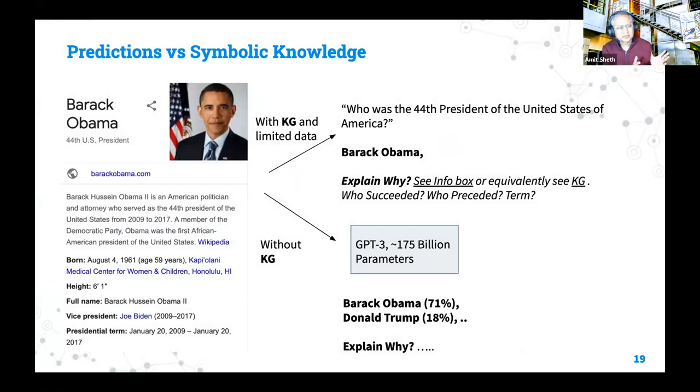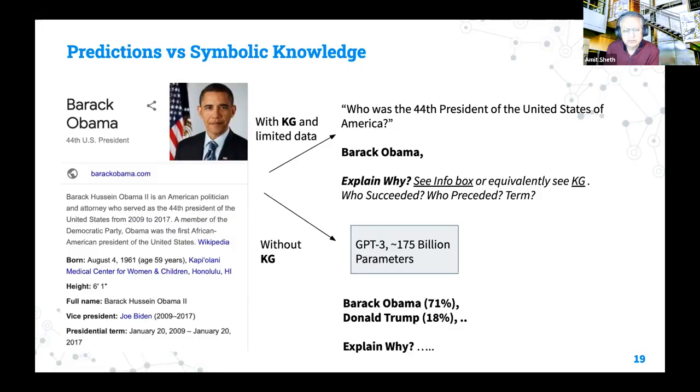On the left hand side, you see the component of the knowledge graph. If you were to search for Barack Obama on Google, you'll see the information box that shows up. In this particular case, the knowledge that Barack Obama is the 44th president is given very explicitly in the text, in the first sentence itself, right? And the information is there to be exploited in a much clearer way.